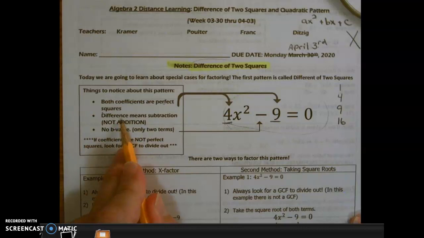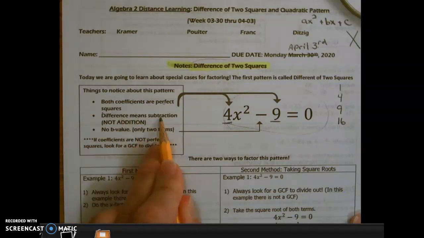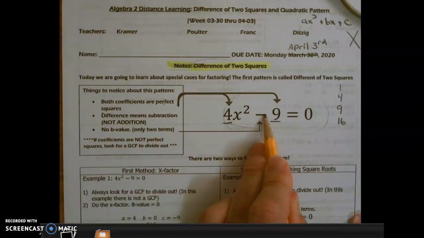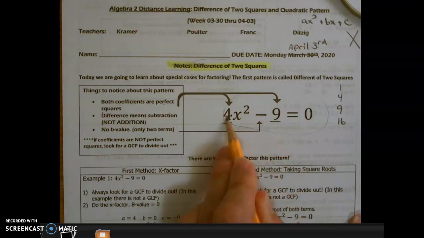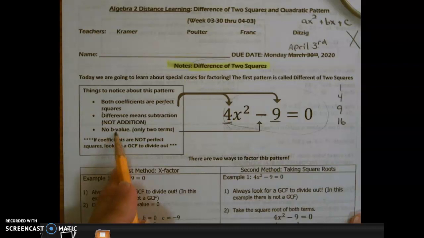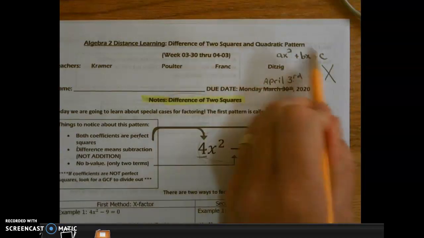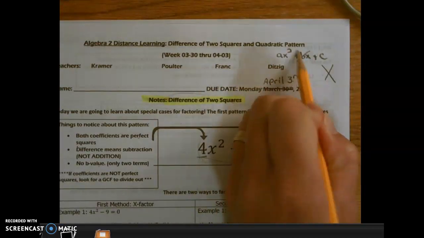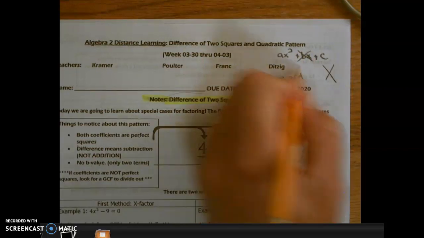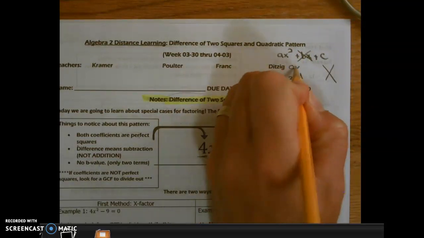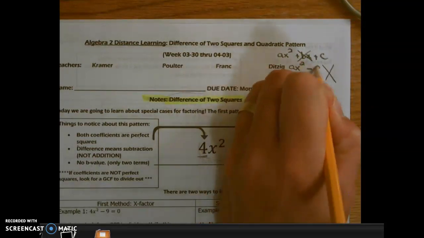Okay, so the second thing we're looking for is the difference. Difference means subtraction, not addition. So notice we have a subtraction. So we have a difference of two perfect squares. No b value. Okay, so the b value is missing. So in standard form, the b value is missing, and so we're going to have ax squared minus c.